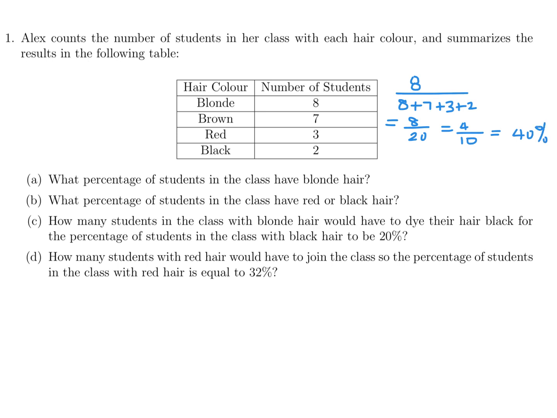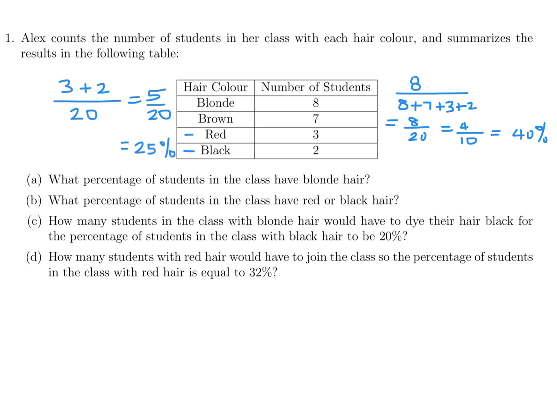Part B, what percentage of the students in the class have red or black hair? So red or black. Well, red is 3 and black is 2. So that would be the numerator in this case. And the total is the same as before, which is 20 students in total. So that is 5 over 20. And 5 over 20 as a percentage is 25%.